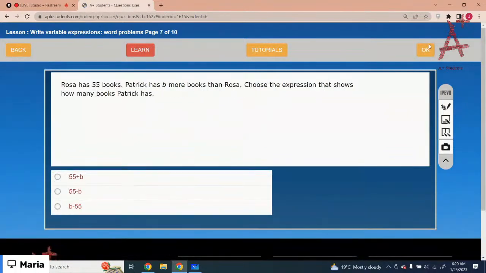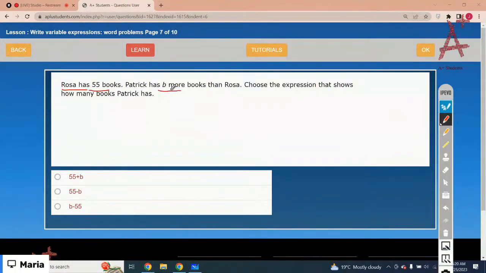Okay, the next one is Rosa has 55 books. Patrick has B more books than Rosa. Choose the expression that shows how many books Patrick has. So Rosa has 55 and Patrick has B more. That means it would be 55 plus B. Got it? Yes, very good. That would be 55 plus B.